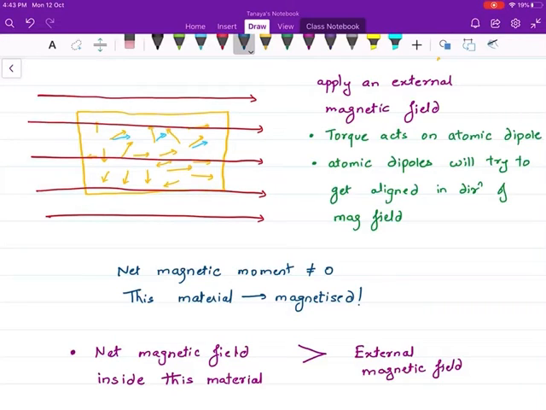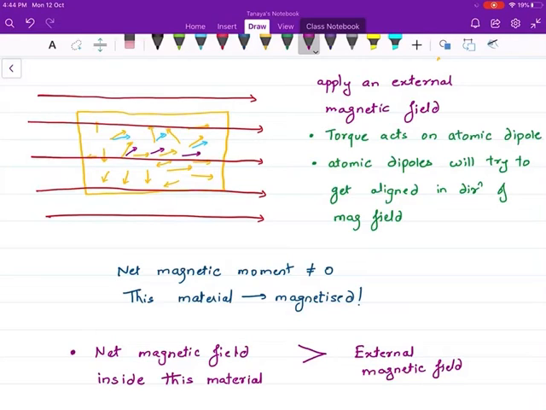In electrostatics, you had studied about torque acting on an electric dipole when it is placed in an external electric field. So the same thing is happening over here. When you place atomic dipoles in an external magnetic field, they experience a torque. This torque is going to try and align them along the direction of the external magnetic field. They are not going to all be along the same direction as the magnetic field, but slowly they will change their direction towards this.